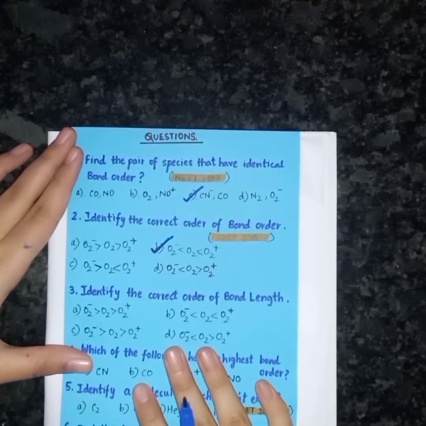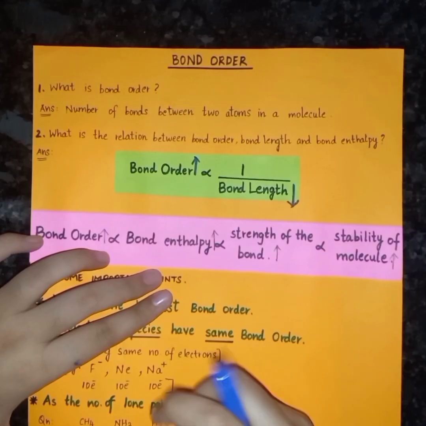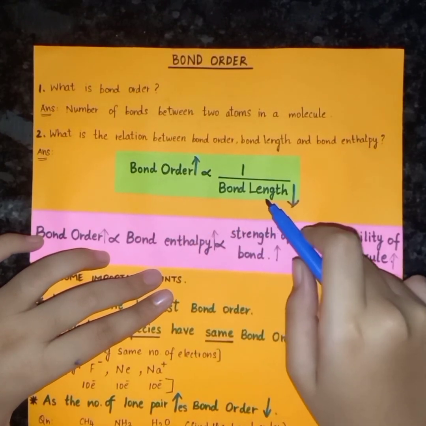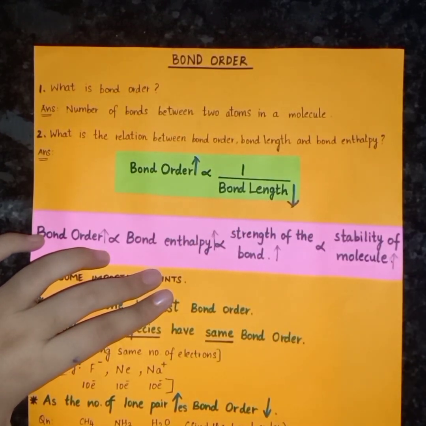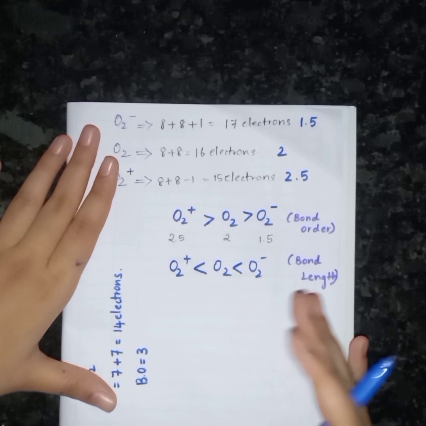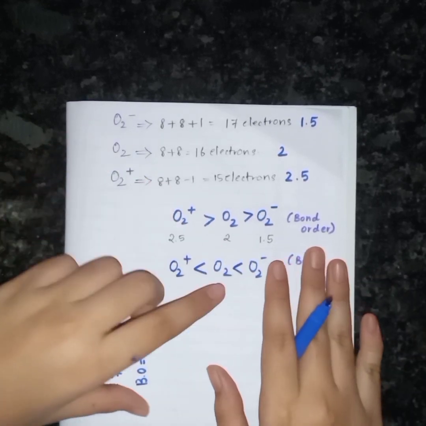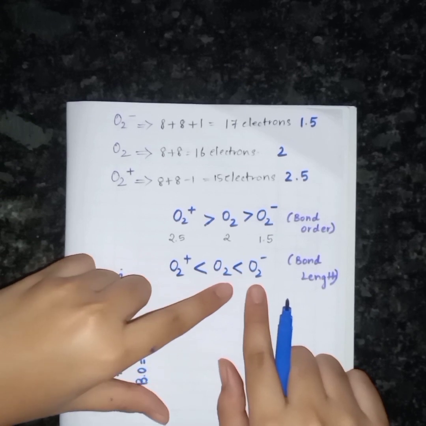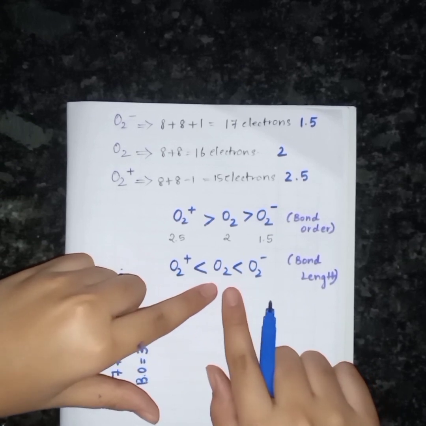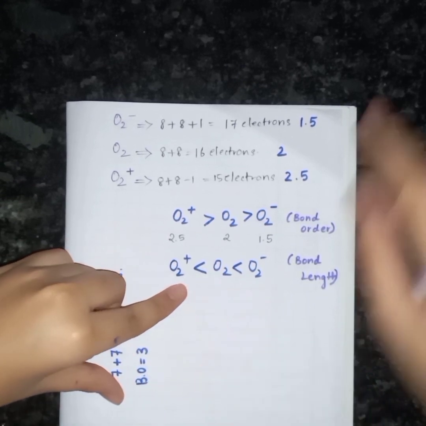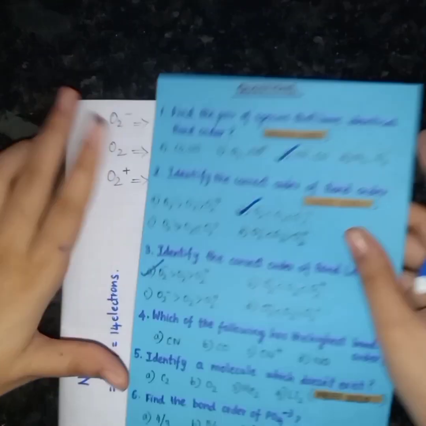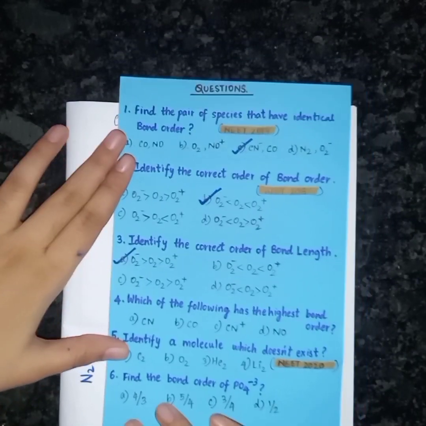Let's see the next question. Identify the correct order of bond length. Bond order is inversely proportional to bond length. Therefore, the order of bond length will be just opposite to the order of bond order. That is, O2 minus is greater than O2 greater than O2 plus. Therefore, first option is the answer.